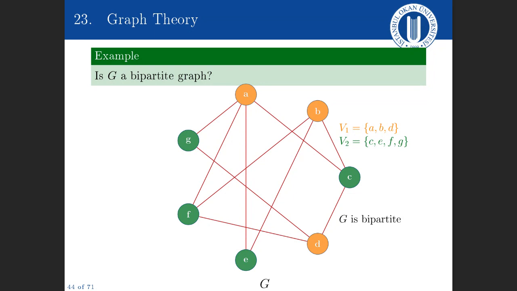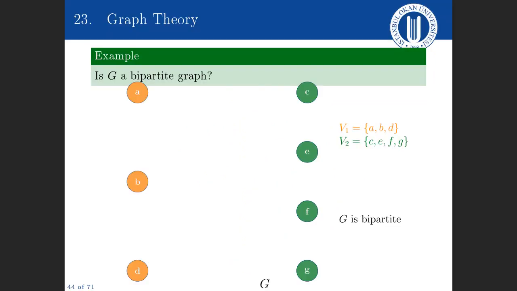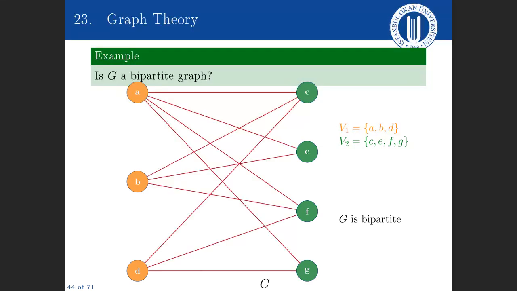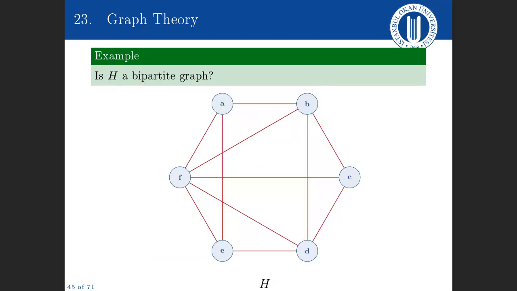We can perhaps see this more clearly if we redraw the graph like this. Put all of the orange ones on the left and all of the green ones on the right, and then draw exactly the same edges that we had before. I'll leave it for you to check that this graph is the same as the previous one. Every edge goes from the left to the right. Every edge goes from an orange vertex to a green one. So this graph is bipartite.